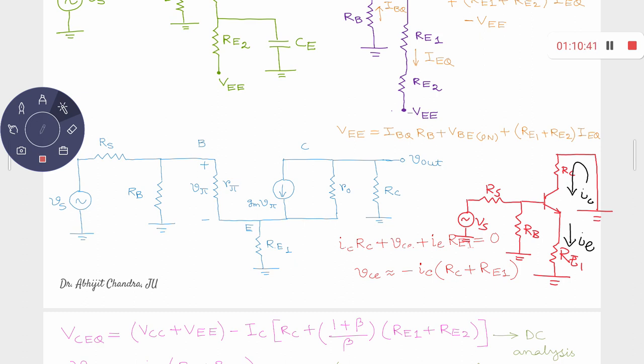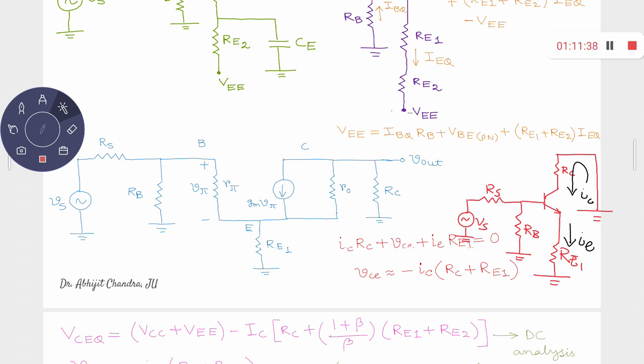Now, if we take a look at the output terminal, can you write down the expression for KVL? If I apply KVL, what should be the expression? From which loop, the output loop, correct, the collector-emitter loop, this loop. So you have basically three voltage drops: one across RC, second across the collector-emitter, third across RE1. So I can write ICRC plus VCE plus IE RE1 equal to 0.